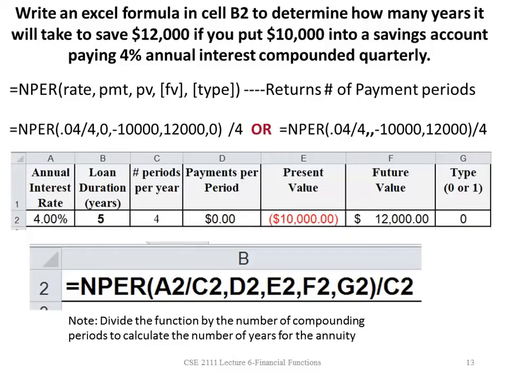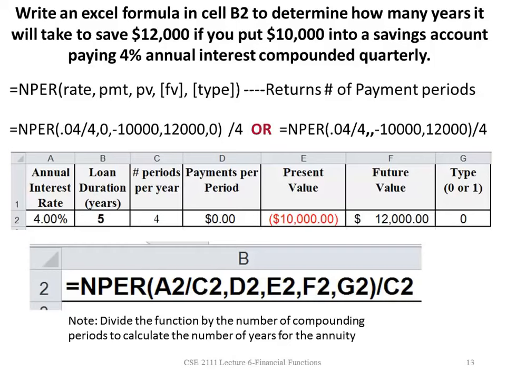Let's do an example of the NPER function, which returns the number of payment periods. Write an Excel formula in cell B2 to determine how many years it will take to save $12,000 if you put $10,000 into a savings account paying 4% annual interest rate compounded quarterly. There's the syntax of the function. Let's plug in the arguments.